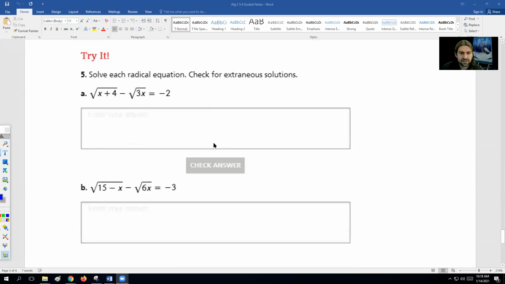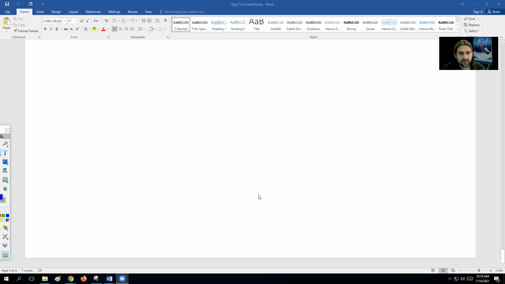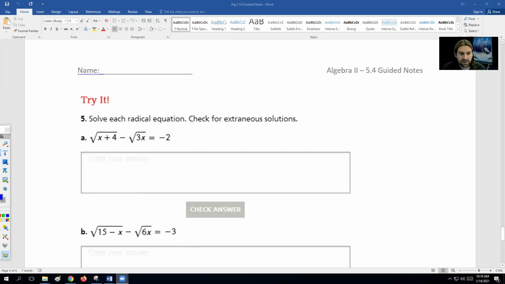So these are going to take a lot of space and a lot of room. And so I'm going to go ahead and take these problems in our notes, and I'm going to open up a whiteboard to do this problem here. Let me write them down real quick. Radical x plus 4 minus radical 3x equals negative 2. And radical 15 minus x minus radical 6x equals negative 3. Feel free to use any of the space here, but I'm going to use a whiteboard.